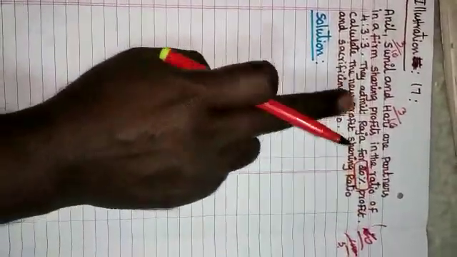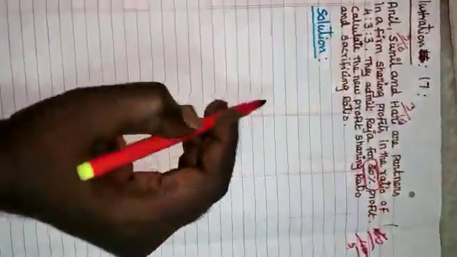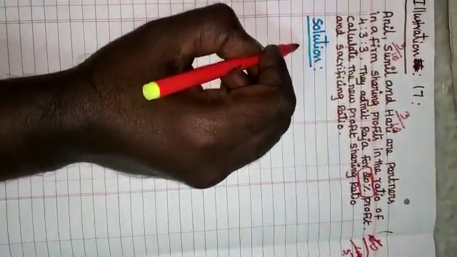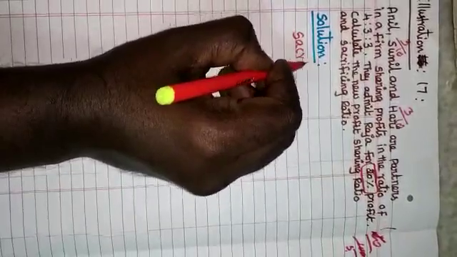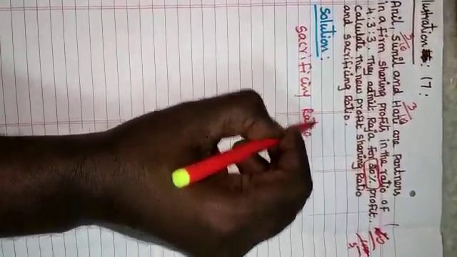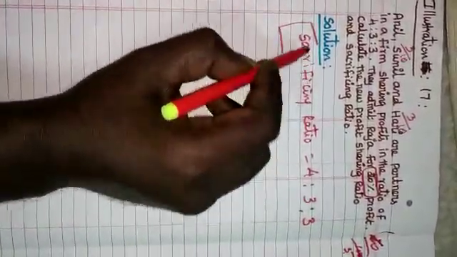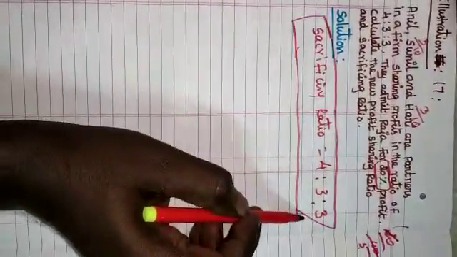So now we are going to take the sacrificing ratio as the old partners' old profit sharing ratio. Since we do not have the new profit sharing ratio or the proportion of share sacrificed, the sacrificing ratio is equal to the old ratio. What is the old ratio? 4 by 10 and 3 by 10 and 3 by 10. So that is the sacrificing ratio. Because they didn't give the new profit sharing ratio and the proportion of share sacrificed, we got the sacrificing ratio.